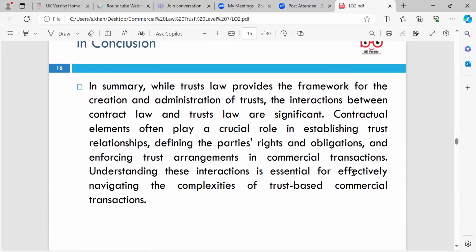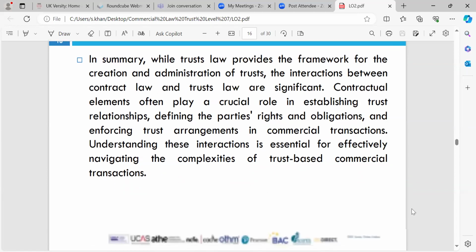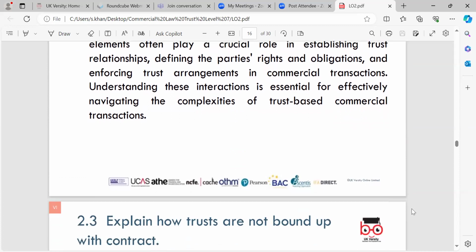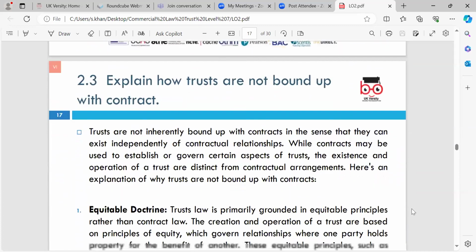In conclusion, so in summary, while trust law provides the framework for creation and administration of trusts, the interactions between contract law and trust law are significant. Contractual elements often play a crucial role in establishing trust relationships, defining the parties' rights and obligations, and enforcing trust arrangements in commercial transactions. Understanding these interactions is essential for effectively navigating the complexities of trust-based commercial transactions. So there's a need to have a contract within trust law.